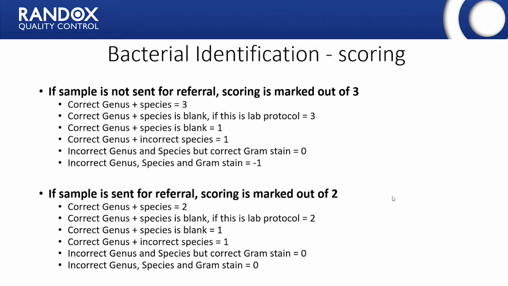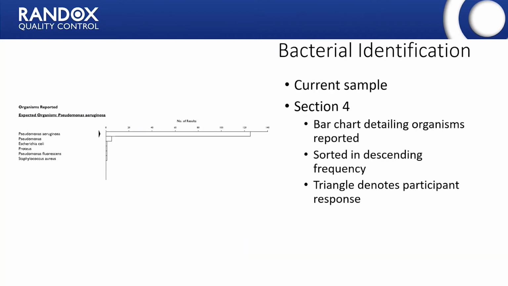Okay, so that's the way the scoring works out. Next section down, section 4 out of the 6, is basically a breakdown of all the organisms that were actually reported to us for that sample. So here you can see the number of participants that got correct results. The black triangle basically denotes the participants' response, and it's in order of descending frequency.